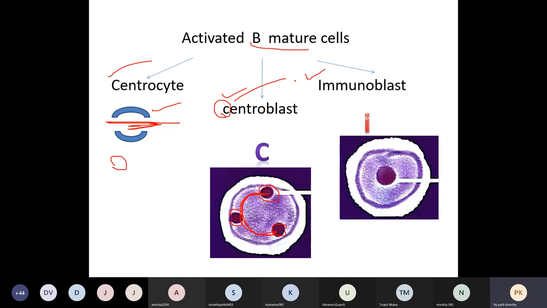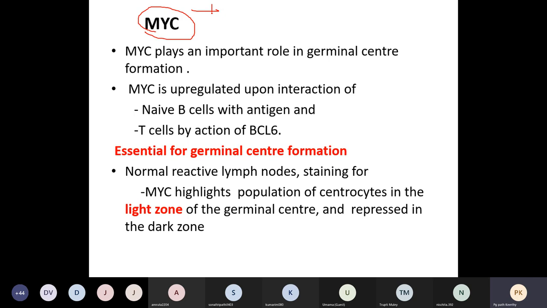When your naive B cell got exposed to the antigen, it became activated and it went to the center of the germinal center and it proliferated as centroblast, which has the ability to undergo somatic hypermutation and class switch the immunoglobulin, right? Now, who is this hero? MYC. He is our hero. So this fellow is very important in the formation of what? Your germinal center. So when your naive cell gets exposed to antigen or your T cells get exposed to the BCL6, this fellow plays a very important role in the formation of germinal center.